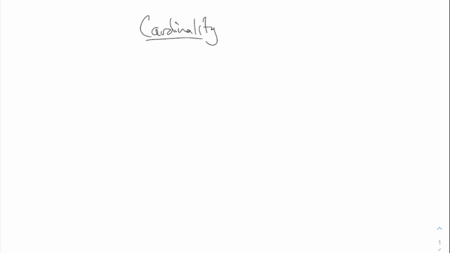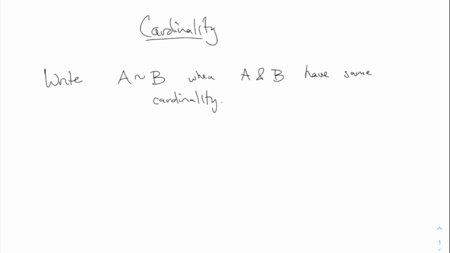Here's just a little notation. We're going to write, and you'll see this in the book and on the homework, A squiggly B. This means A and B have the same cardinality. Remember what that means: they have the same size, the same number of elements. But the definition of cardinality is, i.e., there exists some function A to B which is a bijection.